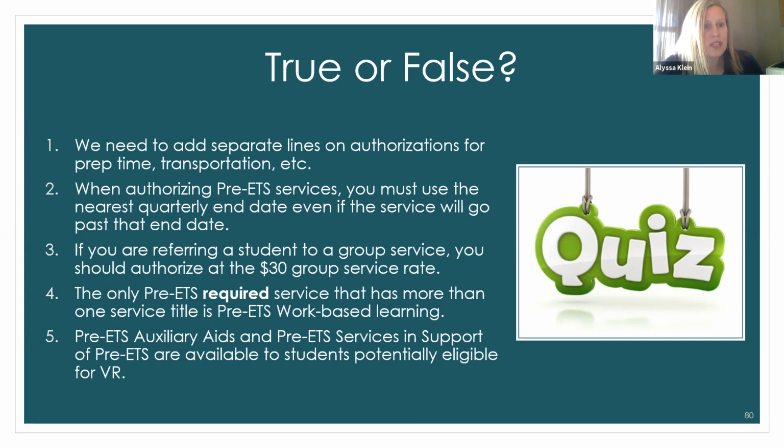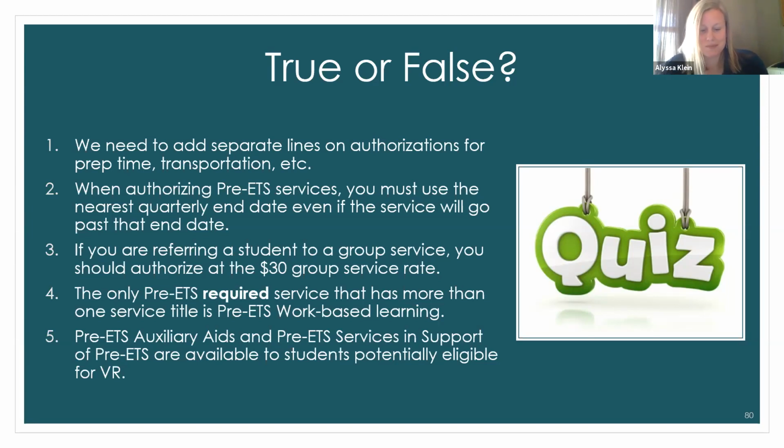Number 4, the only Pre-ETS required service that has more than one service title is Pre-ETS work-based learning. And that answer is true. Work-based learning has 3 titles: introductory work activities, work experience services, and work experience wages. Pre-ETS auxiliary aids also has more than one title. As you recall, there were 6, but Pre-ETS auxiliary aids is not one of the 5 required services. So that one is a little tricky.